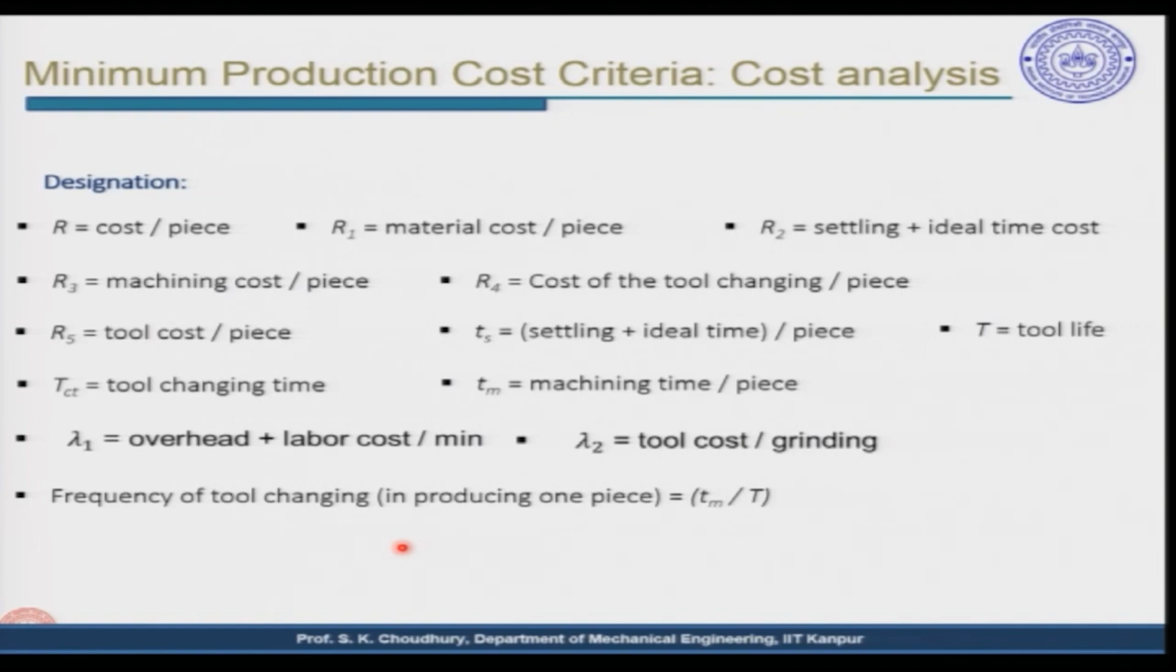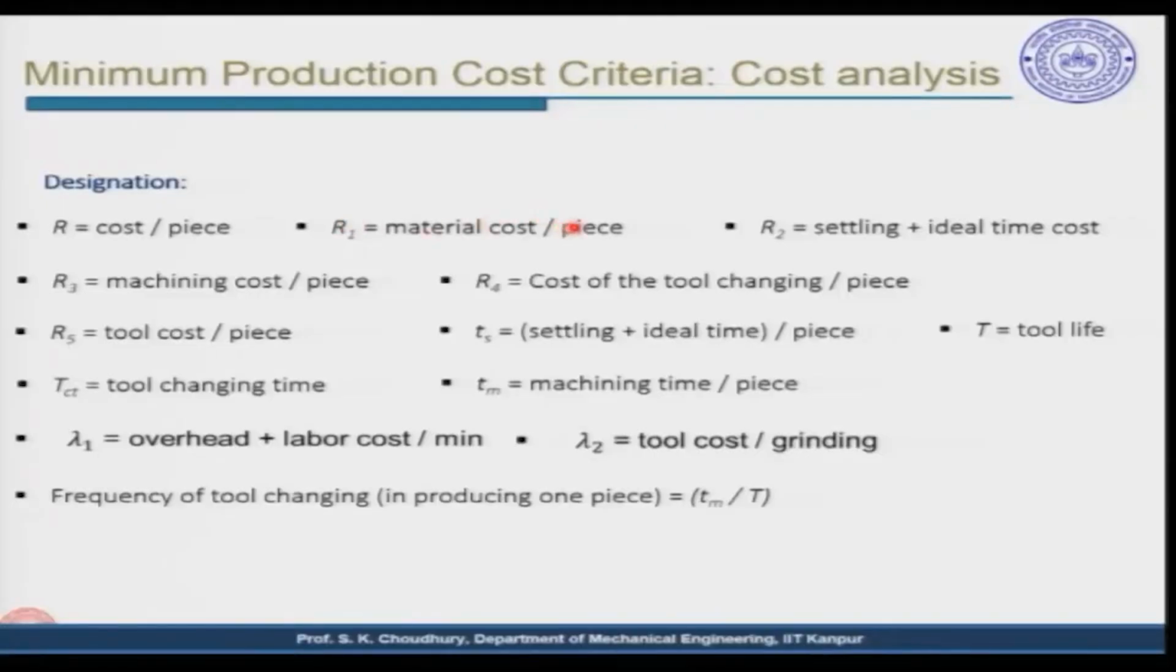Let us designate that R, capital R, is the cost per piece. Now, in the cost per piece, we will have R1, which we designate as the material cost per piece, and R2, the setting plus idle time cost per piece. I will explain what those things are. Well, material cost: you understand that you have a raw material, and you are adding value to the raw material to get the final product. So that raw material has some cost. This is R1, the material cost per piece.